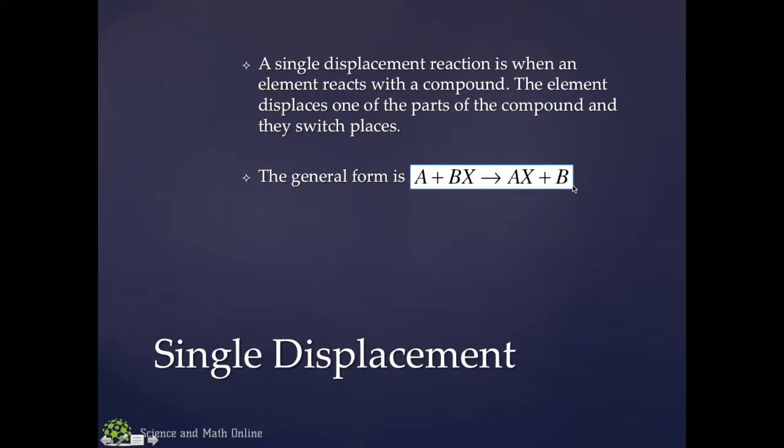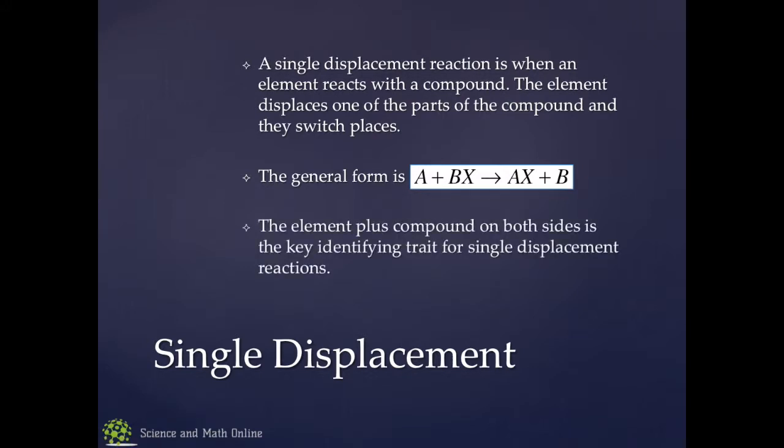Okay, so it's always going to be an element plus a compound. That's how we identify these on both sides. Just like we did, combination has one product, decomposition has one reactant. This is how we identify these: an element plus a compound.